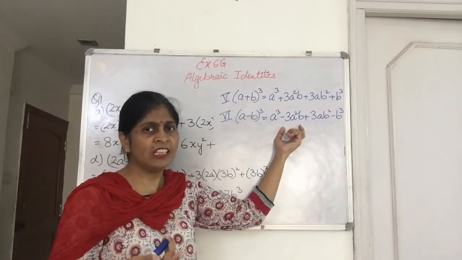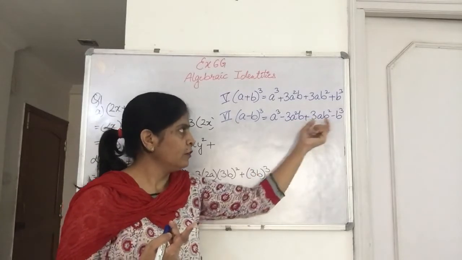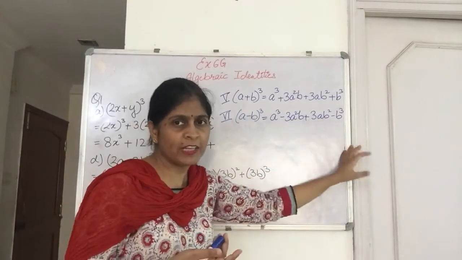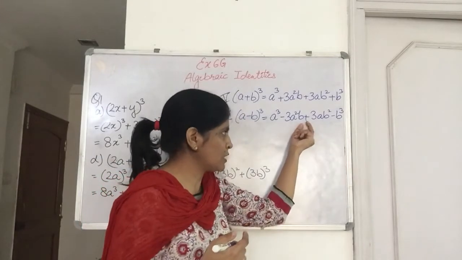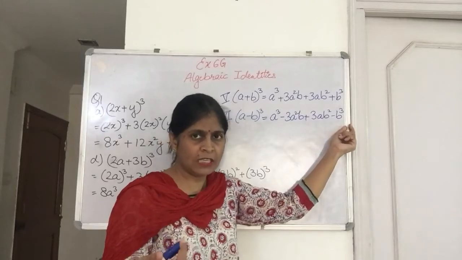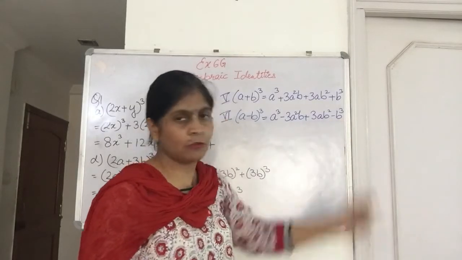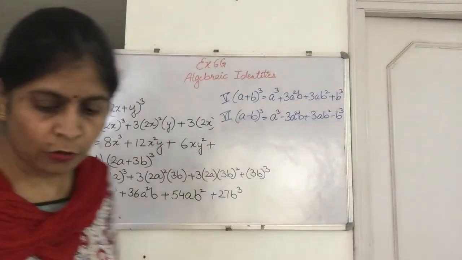When the power is odd, b is 1 power, so negative. b square is positive because minus into minus becomes plus, so this is positive. Now cube, minus minus minus, so minus minus plus, plus minus minus, so an odd power will be negative in this case. Clear all of you?